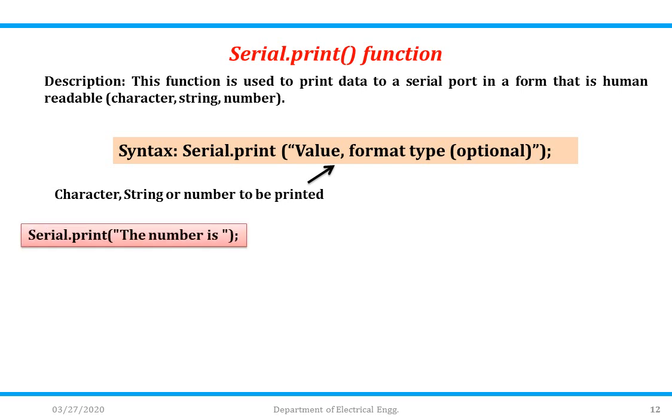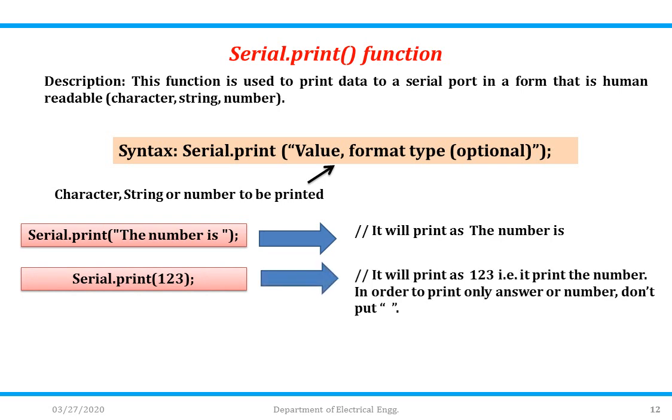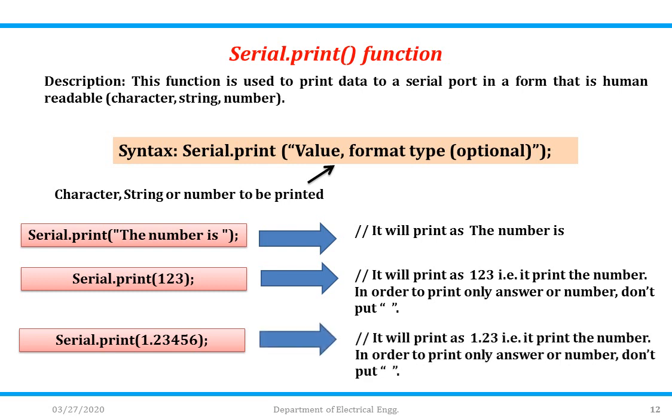Suppose I have written within double quotes "the number is" in a serial.print function, then it will print the sentence the number is. Suppose I want to print only a number, then there should not be any double quote or single quote. So when I write serial.print(123), it will print the number as 123. In order to print only a number, do not give single or double quotes. Next is serial.print(1.23456). It will print as 1.23. Again, to print a number, there will not be any single or double quotes.